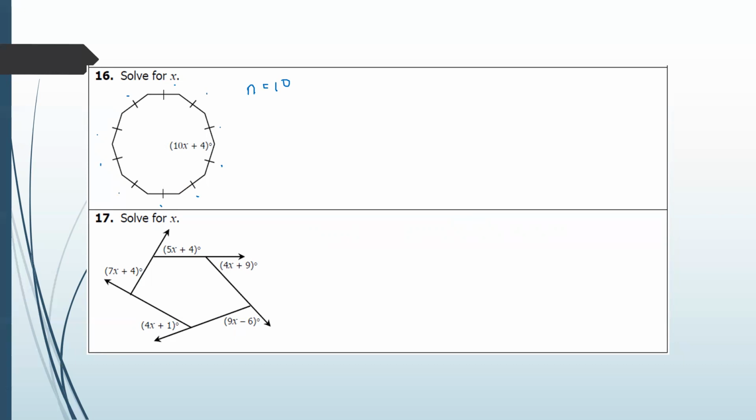So we know that 180 times (n minus 2) all divided by n is the measure of one interior angle. And that's on our formula sheet. Well, we know that n equals 10. So we can say 180 times (10 minus 2) all over 10. Well, that's one interior angle. But one interior angle here is actually 10x plus 4.